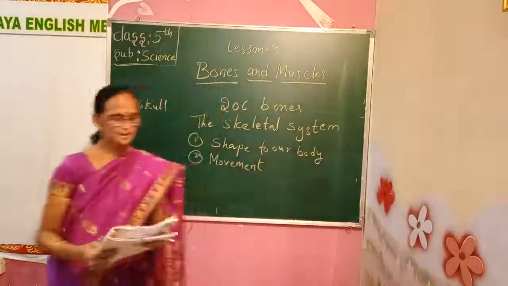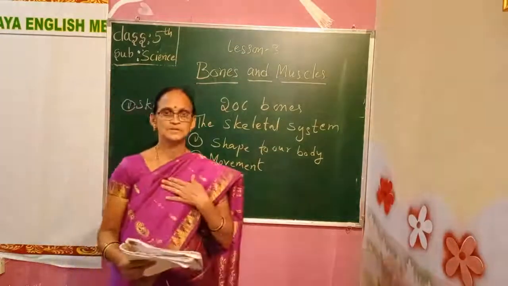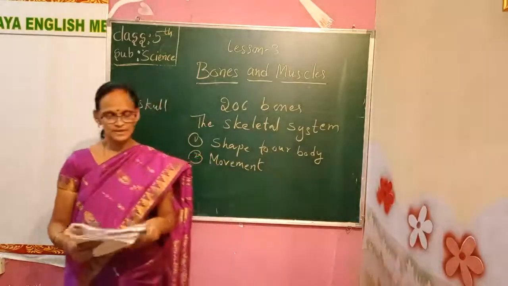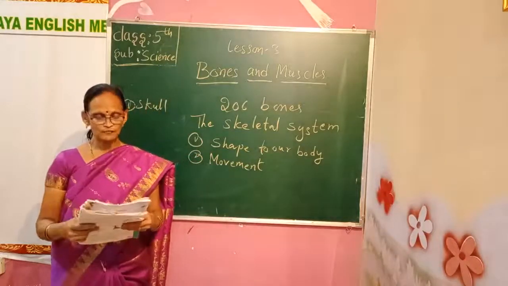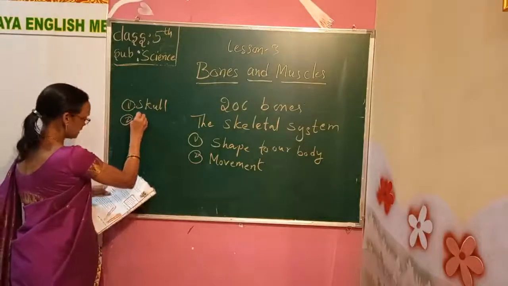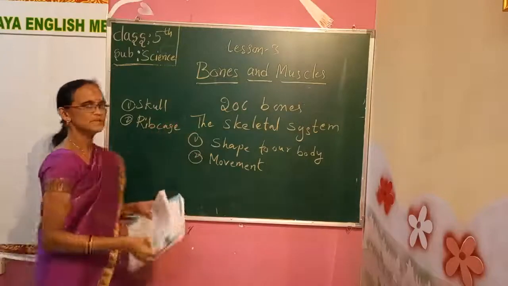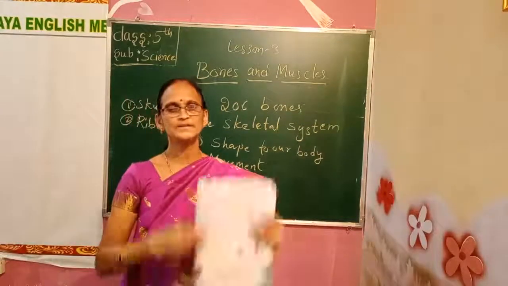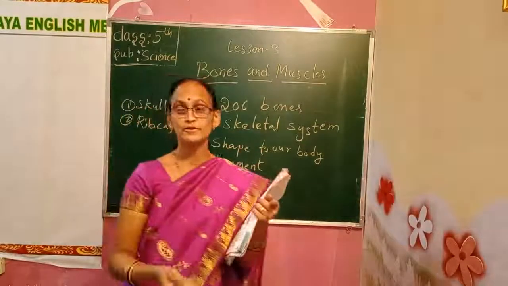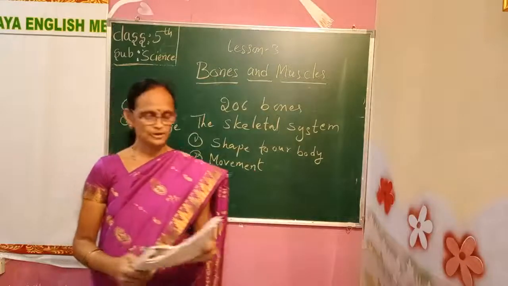Next, the rib cage. What is the rib cage here? The rib cage is the ribs. You find it in this part. The second one after the skull is the rib cage. Cage means what? This parrot is in a cage. Pinjara, you call it in your language. Like that, our ribs are also like a cage.